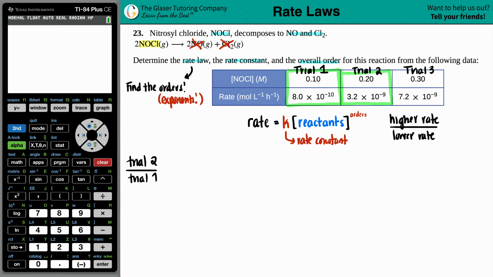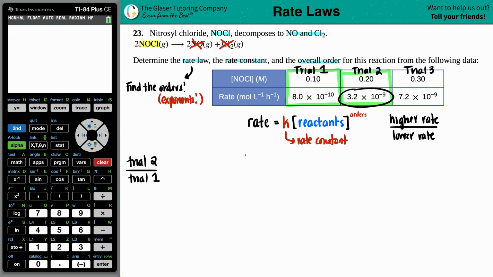Now, there are other options you could do. If you want to, you could do 3 divided by 2. They have the same exponent, so you look at the actual numbers: 7.2 is greater than 3.2. So you could do trial 3 over trial 2, or trial 3 over trial 1. Let's see if the answers are exactly the same at the end. Now I'm going to put all my trial 2 numbers into this generalized rate law. The first thing is the rate.